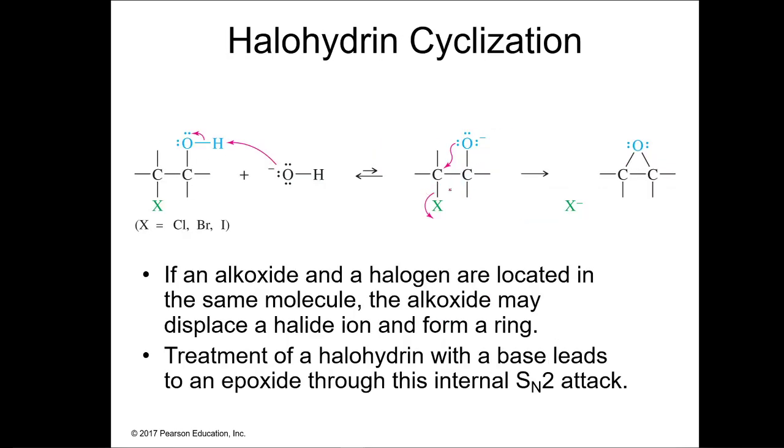Halohydrin cyclization, we've looked at this, right? If you have a halohydrin, you can get the formation of an epoxide. So it's an internal SN2 attack, right? You get deprotonation of your oxygen. That oxygen then attacks the carbon, which kicks out the halide leaving group to form an epoxide.